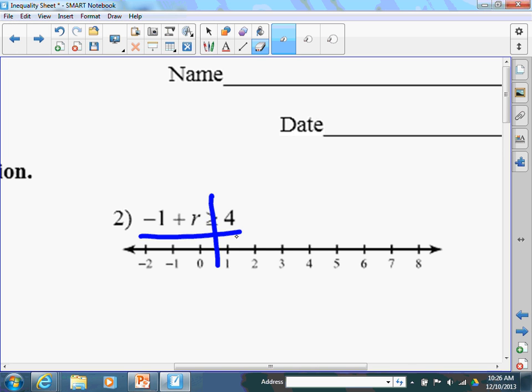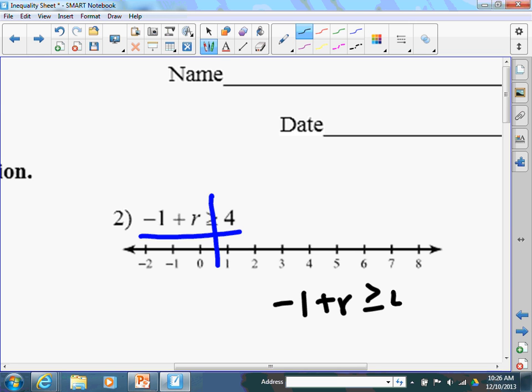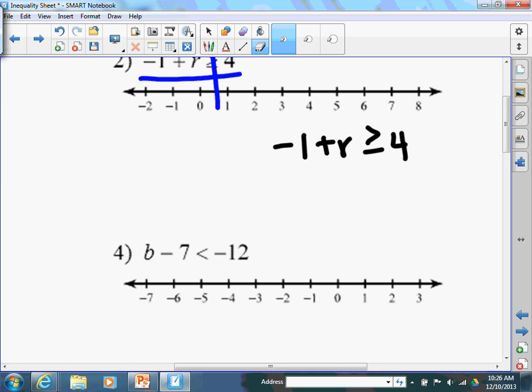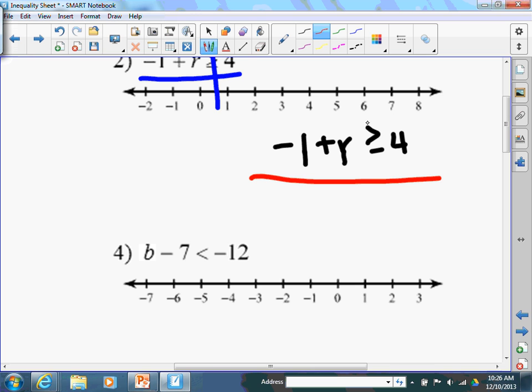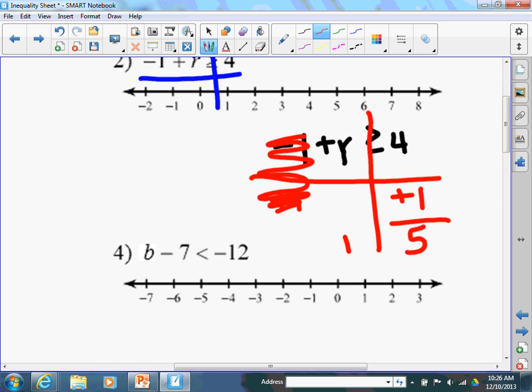All right. What number do I start with to solve this? I'm just going to write mine over here so I have space to work it, so I'm not drawing on top of my number line. Okay, I'm starting with the number. I don't see a 1. What's the opposite of subtract 1? So we're going to add 1. What happens to my 1s? They cancel. And that becomes 5. R is greater than or equal to 5. There we go.